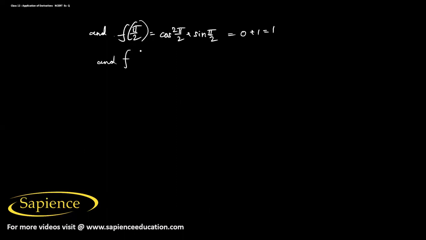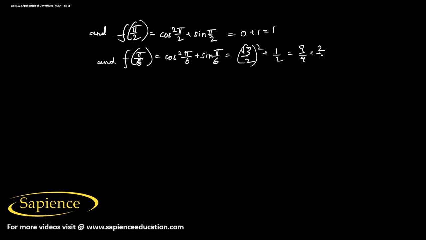And then f of pi by 6, that will be equal to cos square pi by 6 plus sin pi by 6. So that will be equal to cos pi by 6, that is root 3 by 2 whole square, plus sin pi by 6, that is 1 by 2. So that is 3 by 4 plus 1 by 2, that is 2 by 4, that is 5 by 4.